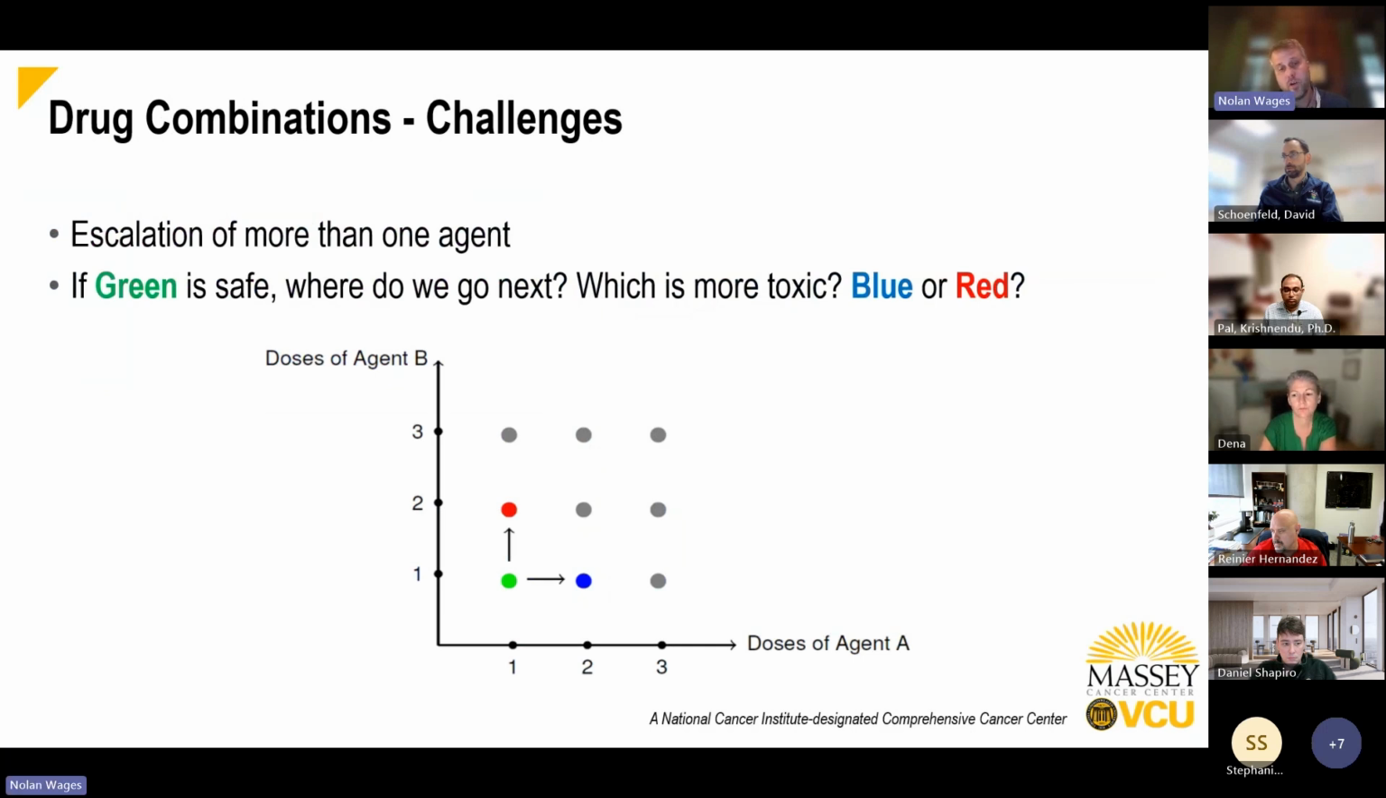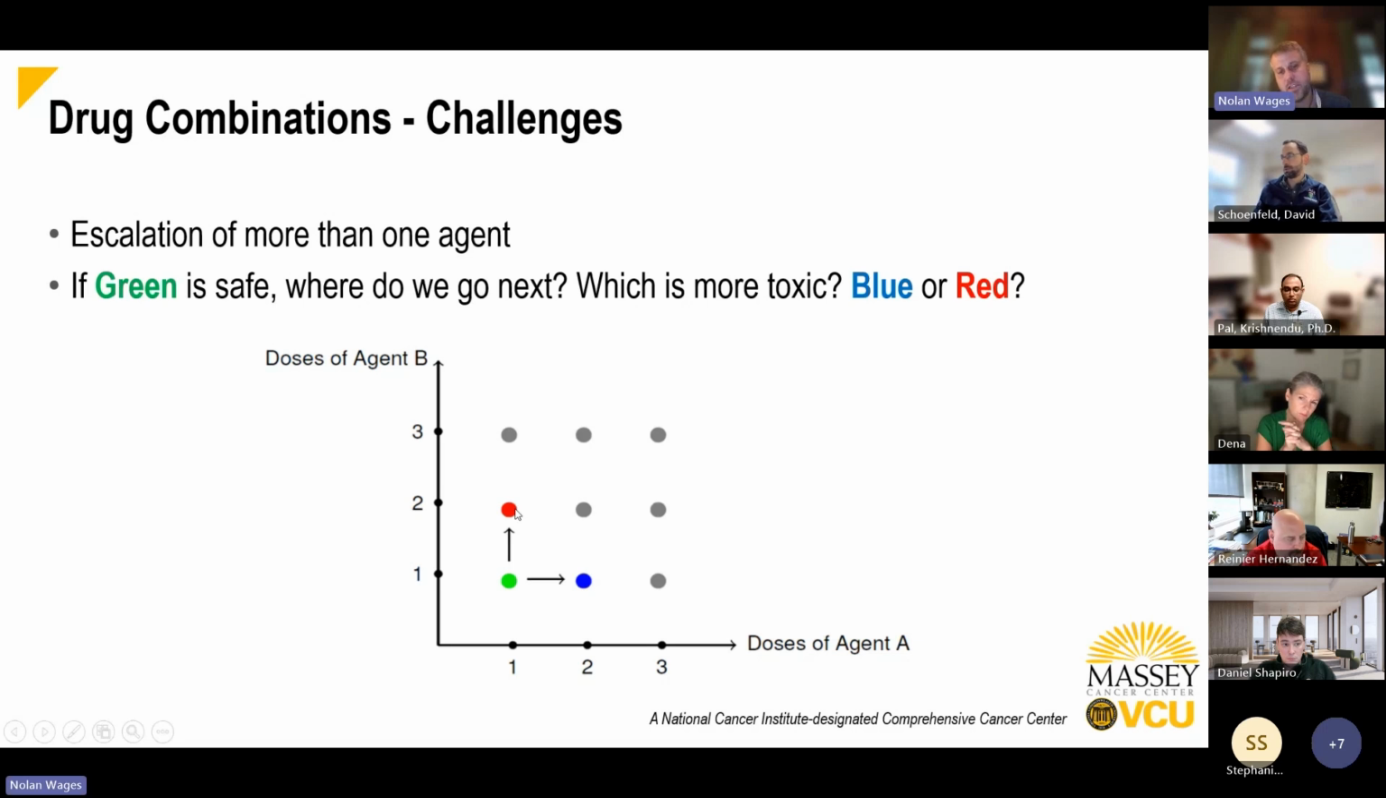So let's talk about another challenge that we highlighted a few slides ago, and that is escalating more than one agent. So I'm talking about drug combination studies in which you have dose levels of agent A and dose levels of agent B. And the main challenge here is if we're at the green combo, which is dose level 1 of each agent, and that's deemed safe, I don't have a DLT there, where do I go next? Do I go up this column to the red one, or do I go across this row to the blue one?